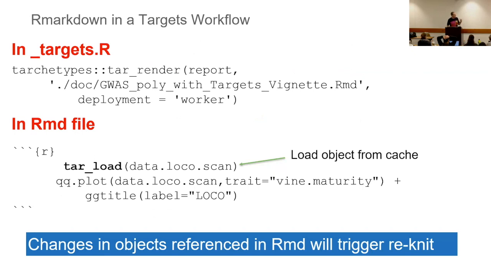And inside the R Markdown file, we have to load up these objects from the cache, but then these references are tracked in the R Markdown. So if these change, our R Markdown will get invalidated and rerun next time. So this is really nice. You've got a clean separation, so your R Markdown is not full of all your data manipulation. It's about the QC, the inspection, the analysis, the documentation.